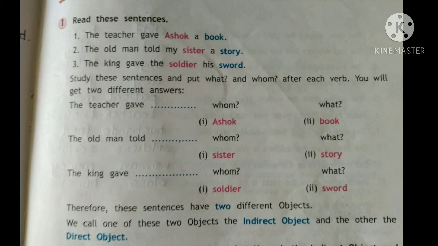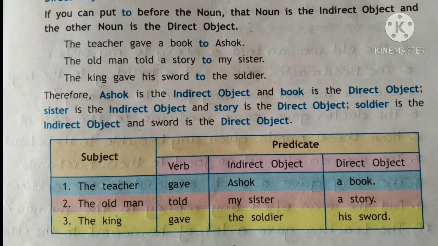When we ask the questions what or whom, we get two types of objects, which we say are direct or indirect. So if you can put to before the noun, that noun is the indirect object and the other noun is the direct object.